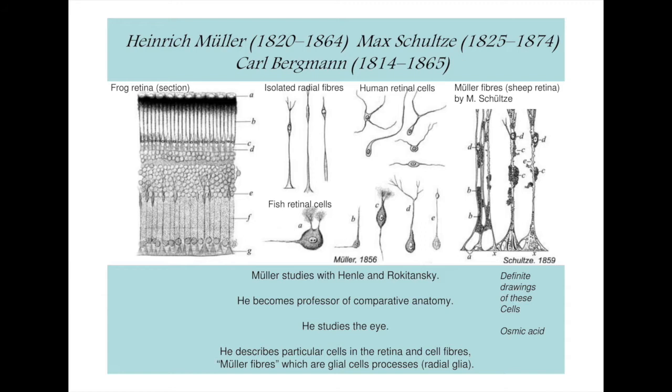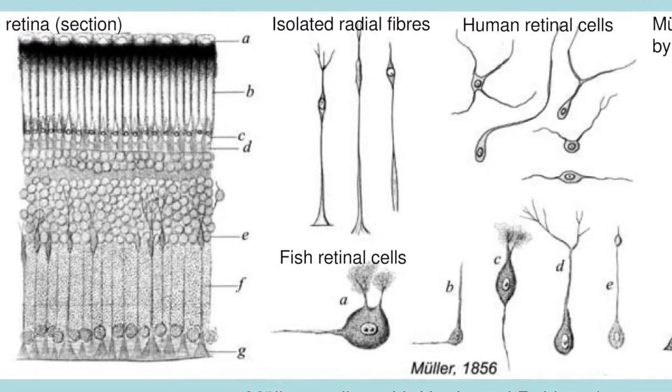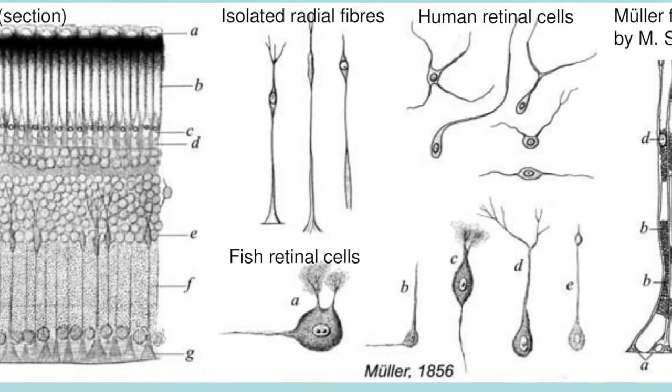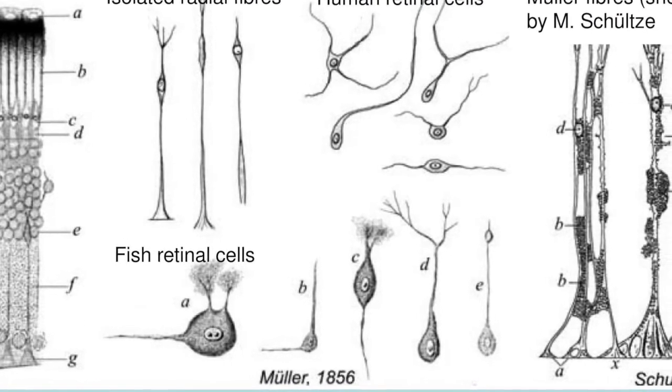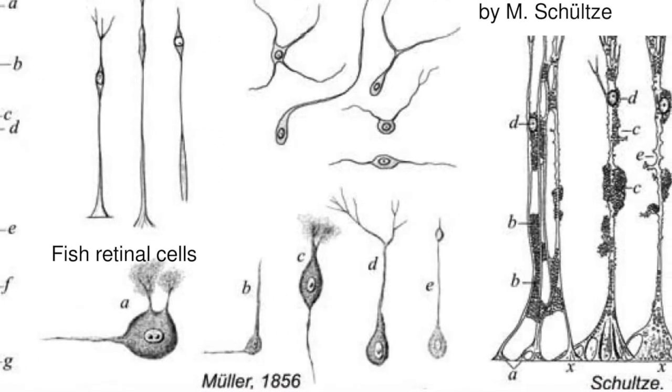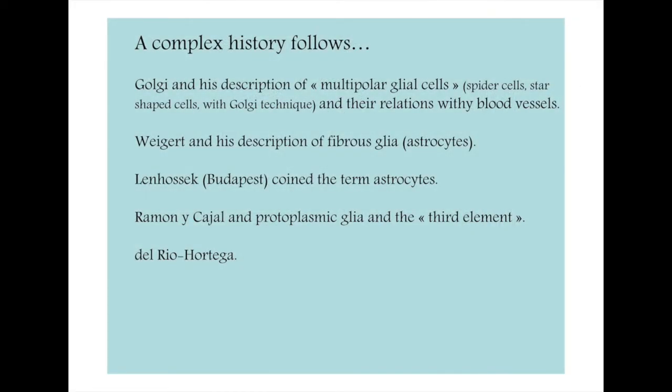German anatomist Heinrich Müller studied with Henle and Rokitansky. He became professor of comparative anatomy. He studied the eye and described particular cells in the retina and cell fibers, later called Müller fibers, which are glial cell processes or radial glia. However, all these observations of glial nuclei and glial fibers were not yet related to Virchow's concept described in the ependyma. The story of glial cells is highly complex.